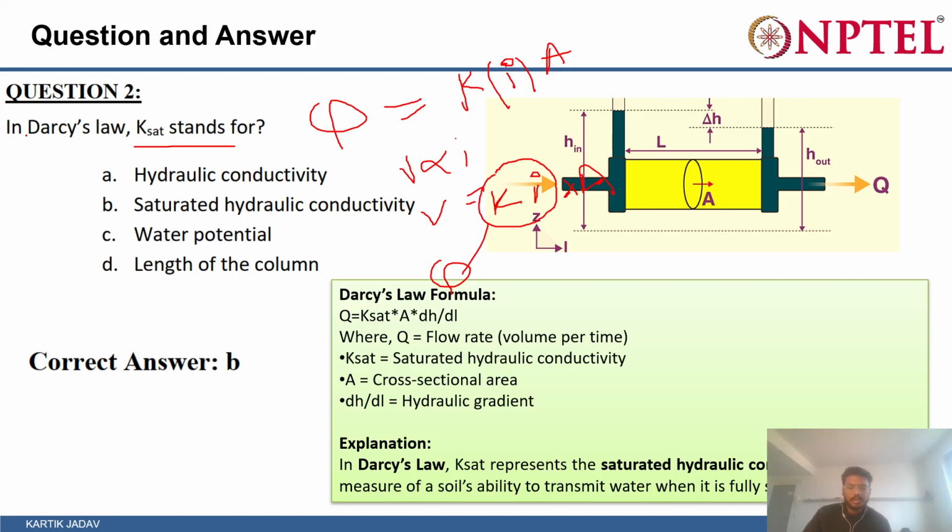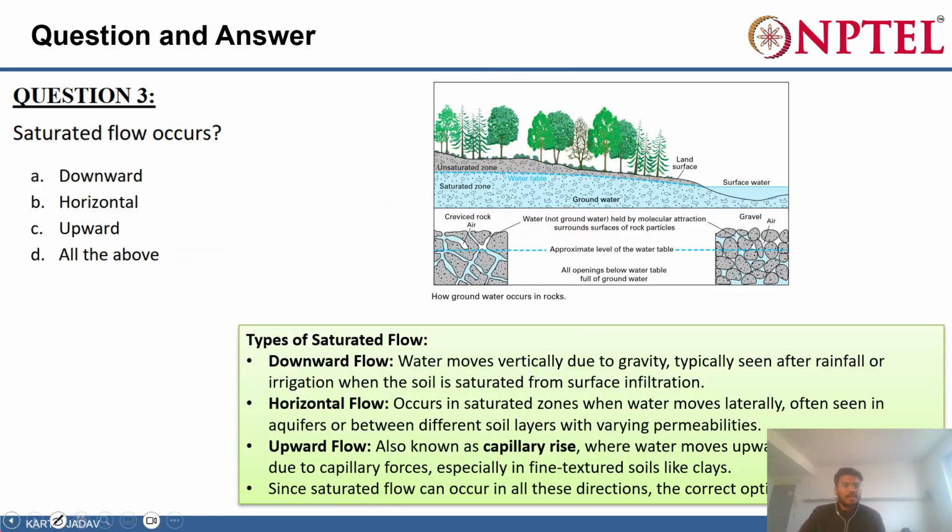Correct answer is option B. Saturated flow occurs: downward, horizontal, upward, or all of the above. You know that in saturated flow, downward, water moves vertically due to gravity.